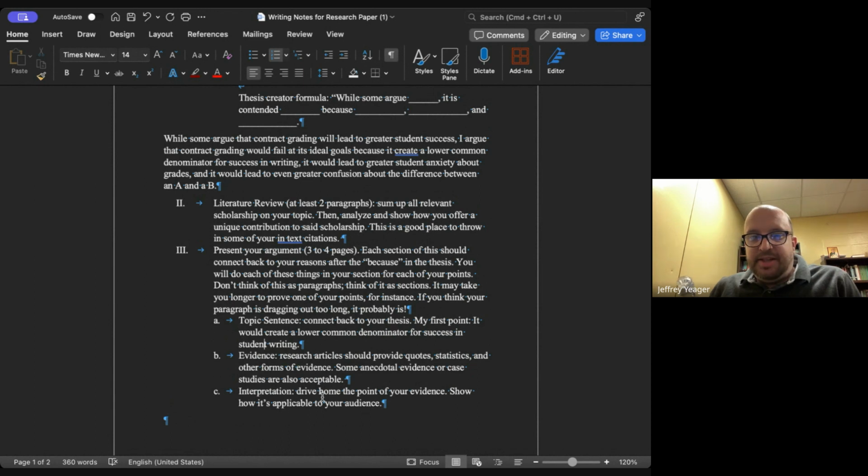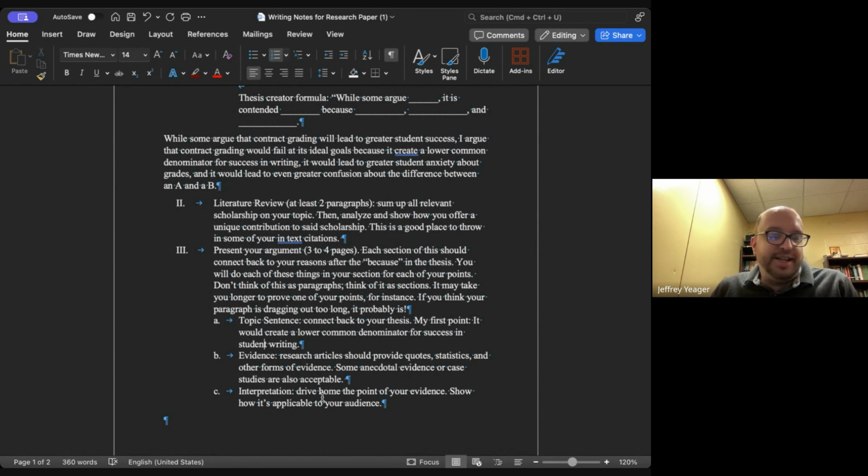So, let's say I'm making this point, it would create a lower common denominator for success in student writing. Okay, then I would quote Peter Elbow, right? His argument about the B. I would say, well, maybe then my interpretation would be it's actually not too hard to get a B in Peter Elbow's class, right? It creates a lower common denominator for success. You just kind of have to do the bare minimum, reach assignment standard to fulfill the contract, and that doesn't really constitute what a B normally would. Maybe that would look like what a C would.